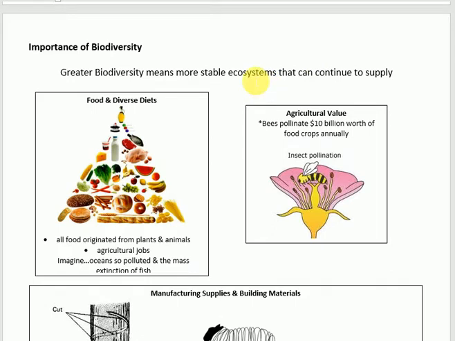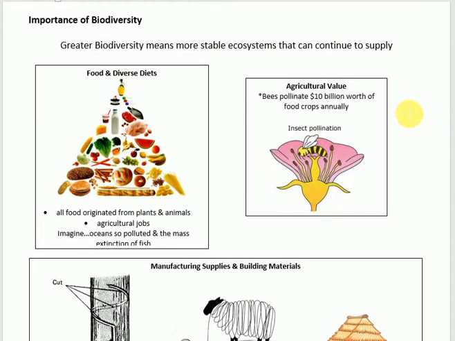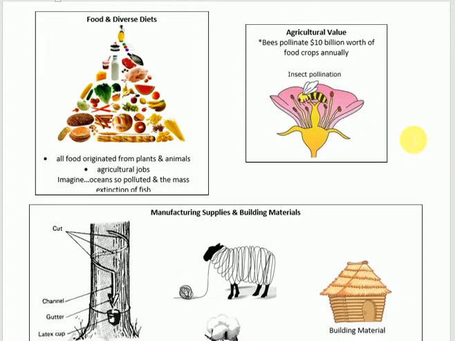And finally, let's talk about the importance of biodiversity. So we talked about how the greater biodiversity means more stable ecosystems, but on top of that, they can continue to supply, and that is important for everyone in the food chain, including us. So for instance, if we destroy plants or oceans, then part of our food chain disappears. There's an agricultural value. So for instance, bees. And bees actually, they have calculated that they pollinate approximately $10 billion worth of food crops annually.